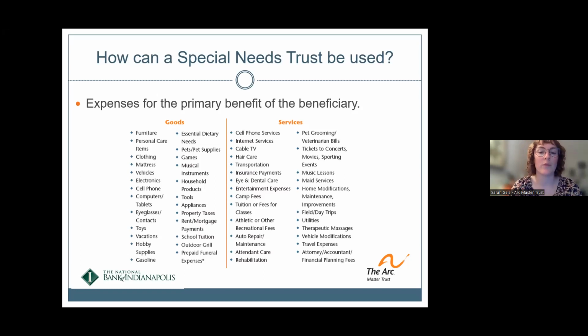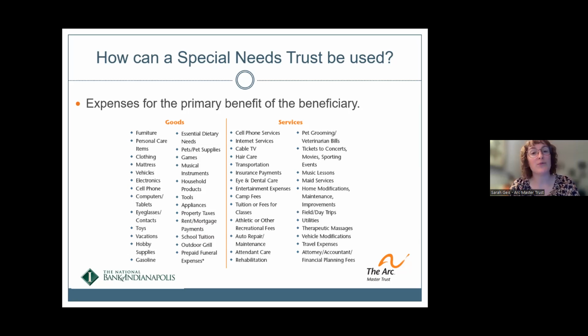Tuition, electronics, medical expenses not covered by an individual's insurance. So it can pay for a lot of those basic necessities, and a special needs trust can also pay for a lot of the fun things in life: hobbies, entertainment, travel, vacations. Those are things that we at the ARC Trust have been able to support for our beneficiaries, and that's absolutely something a special needs trust can do.